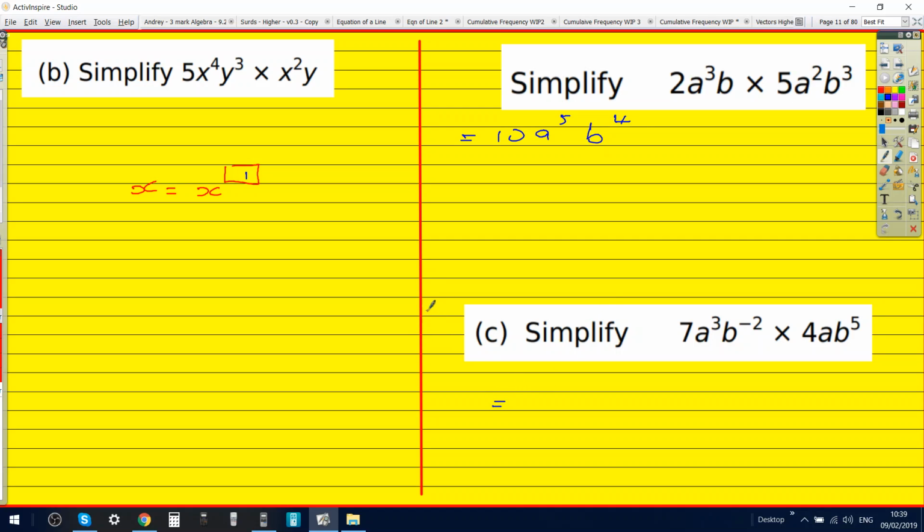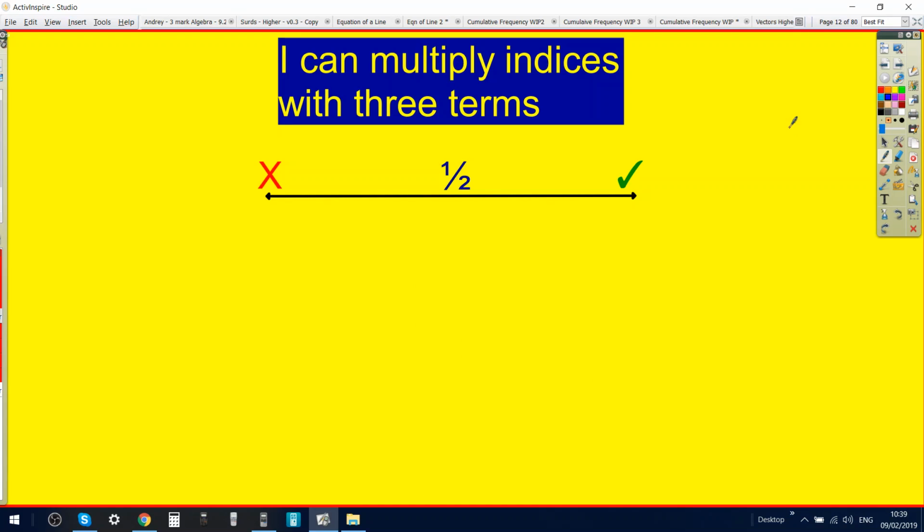Would it be 24a to the power of 4 and b to the power of 3? Yeah. No, minus 3. Oh no, sorry, just 3. That's it. I can multiply indices with 3 terms. Yeah, tick.